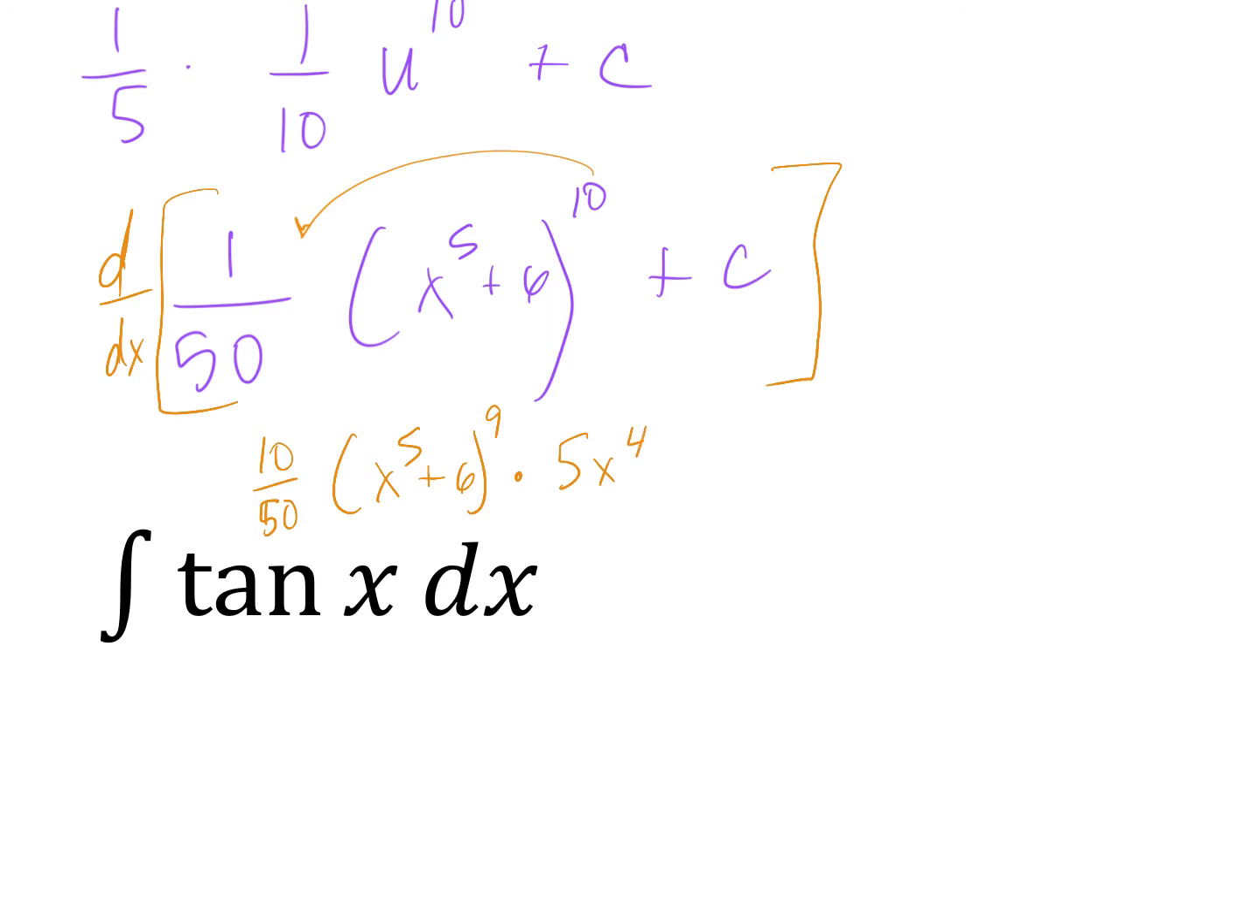Does it feel good? Guys, 10/50 is 1/5, right? Times 5 would cancel out, so I would be left with just x to the 4th times x to the 5th plus 6 to the 9th. That c would go away. So did this work out to our original function? Okay, so I know I did it right.